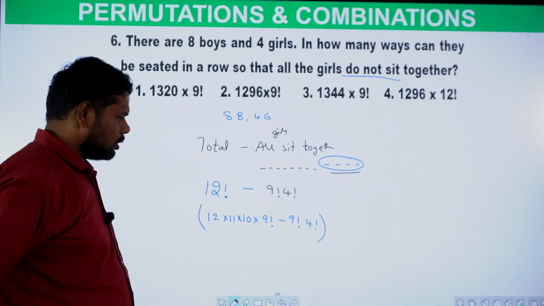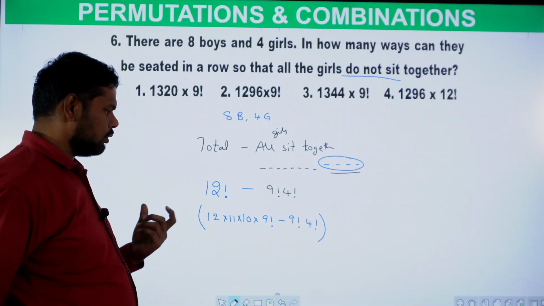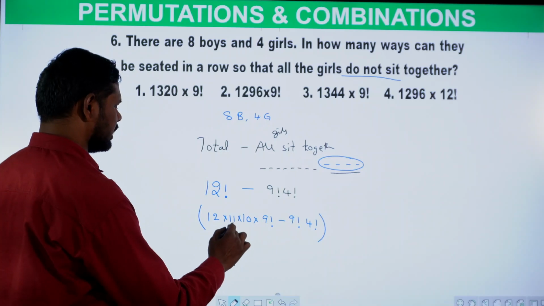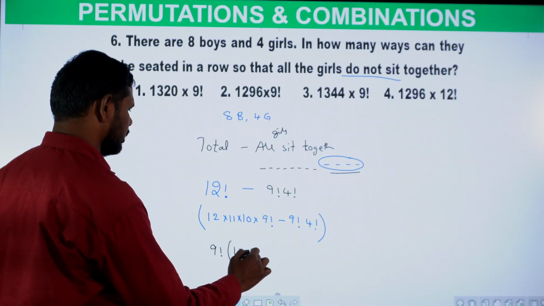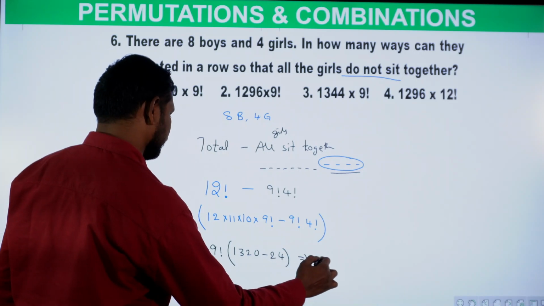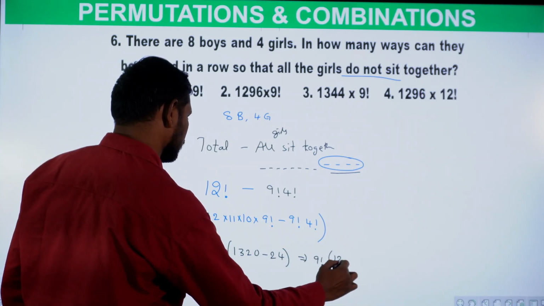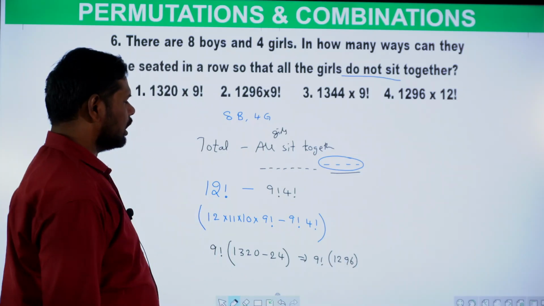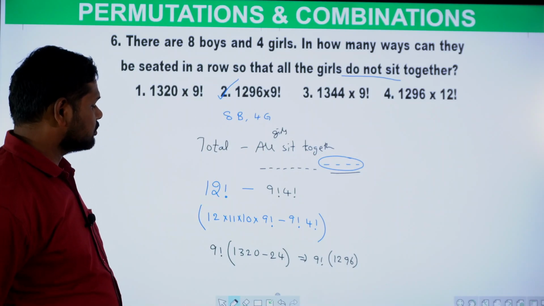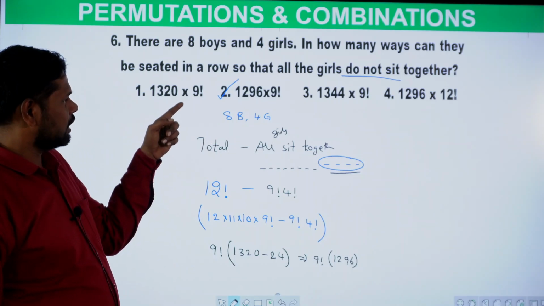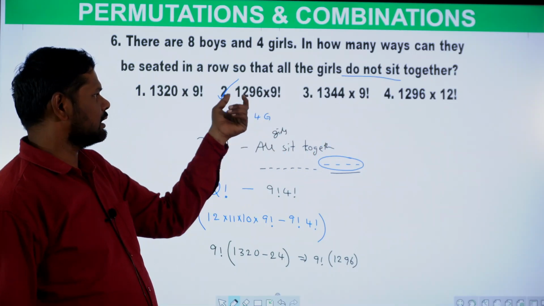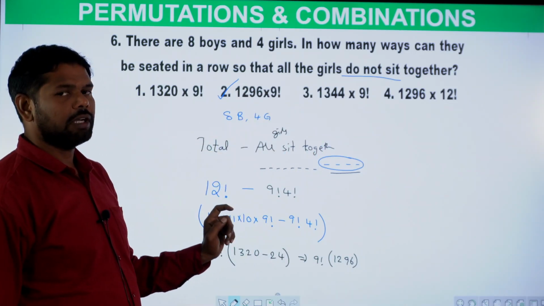right. So 9 factorial in both terms I took common. So 9 factorial is common. Then 12 into 11 is 132, into 10 is 1320, minus 4 factorial value is 24, nothing but 9 factorial into 1296. So the answer is 1296 into 9 factorial. So just observe the options. 1320 into 9 factorial is there, 1344 into 9 factorial is there, 1296 into 12 factorial. Correct answer: 1296 into 9 factorial.